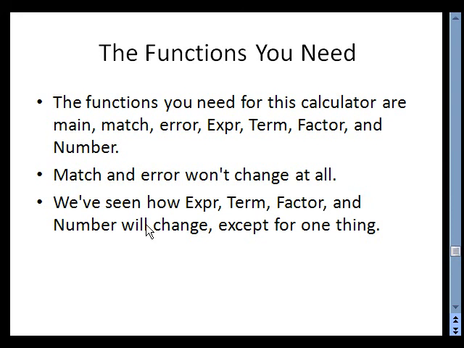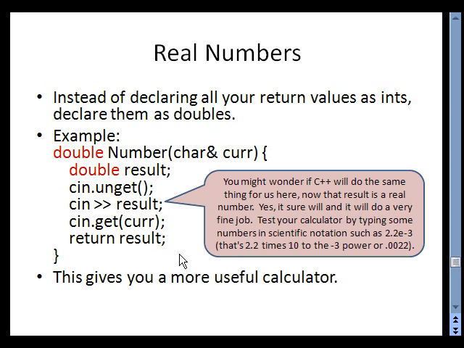Now, let's summarize. The functions you're going to need to write are main, match and error, expression, term, factor, and number. You will not have f or g or h or i. You will not have AddOp or MulOp. Your match and error functions will not change at all. We've just seen how expression, term, factor, and number are going to change, except for one thing. Instead of declaring everything as integers, make them all doubles. That's the only thing you're going to have to change.